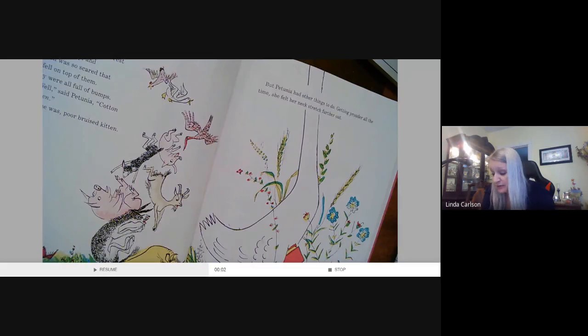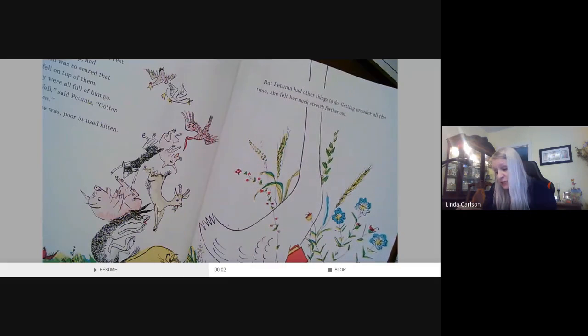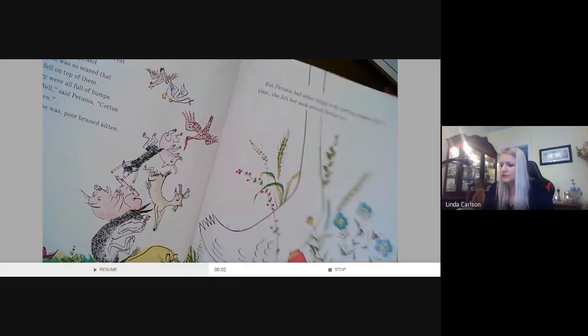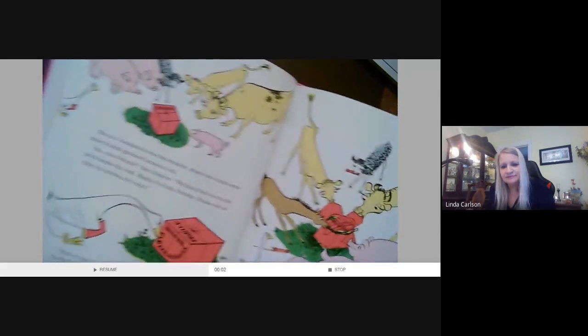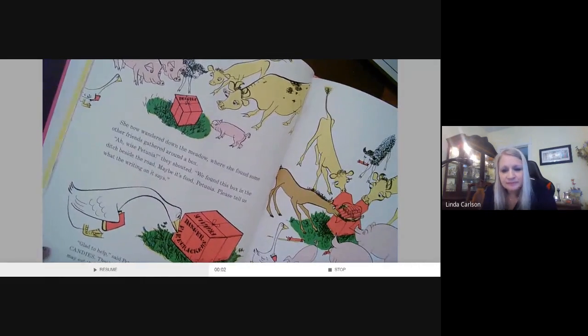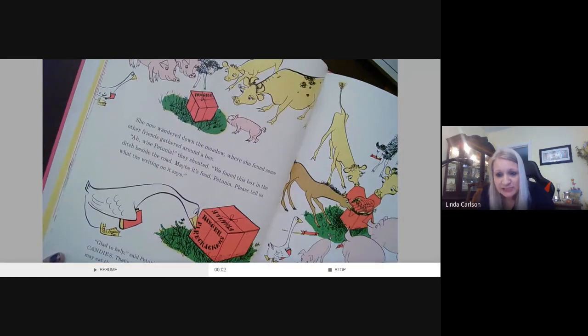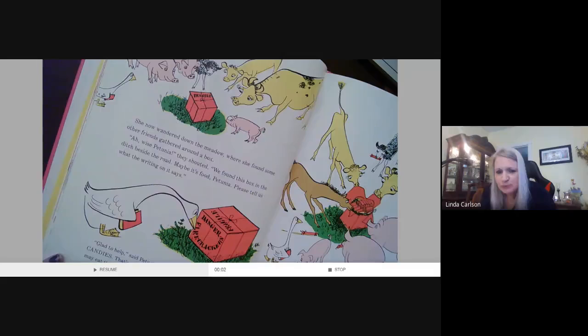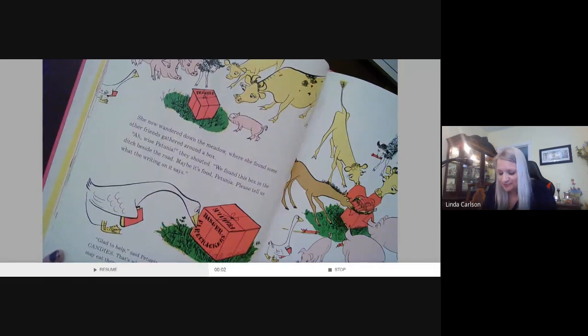But Petunia had other things to do, getting prouder all the time. She felt her neck stretch further out. Should she be so proud? Yes? So she is solving a lot of problems, isn't she? But I think she probably could solve them a little better. Keep going. So now she wandered down the meadow where she found some other friends gathered around a box.